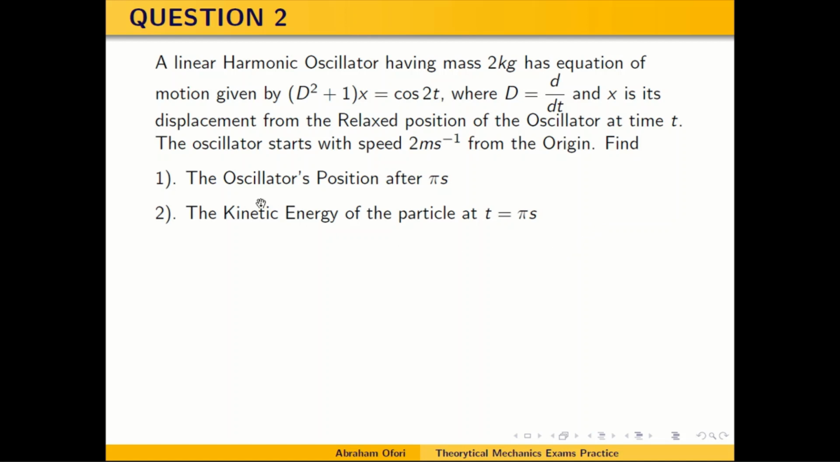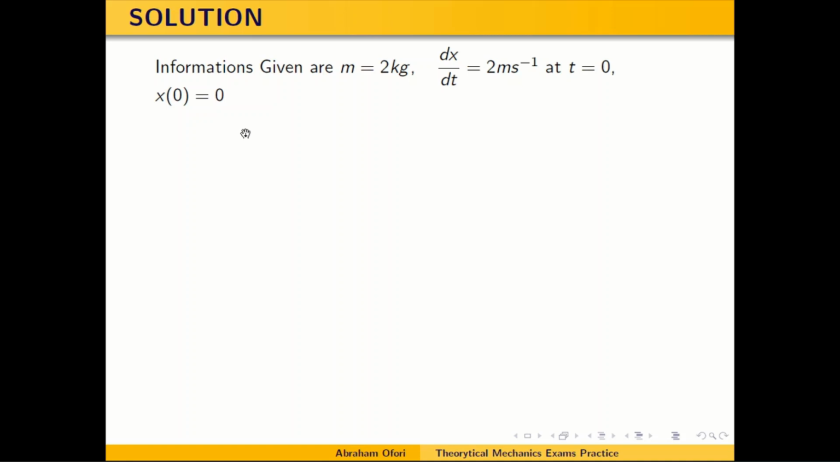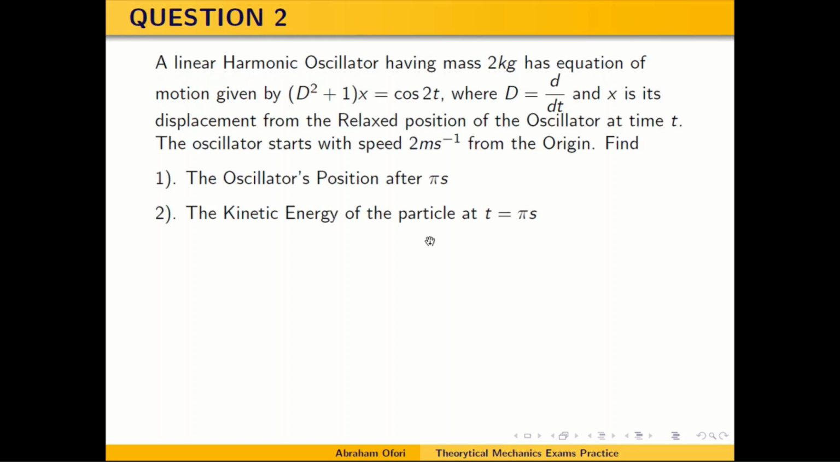Okay, before you can find the oscillator's position, you need to find a function x of t in general for it. Okay, now information given from the question is we've been given the mass, we've been given the velocity at time t equals 0 to be 2 meters per second. I hope you can see that from the question. And we've been given the position at time t equals 0 to be 0, because look, let's analyze it. They said the mass of the oscillator is 2 kg, and this is the equation.